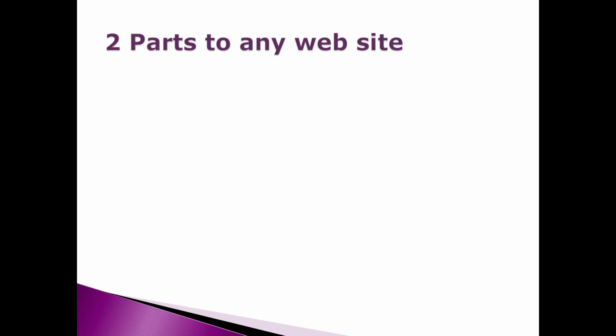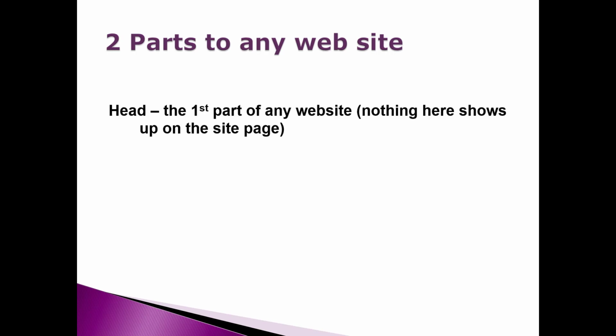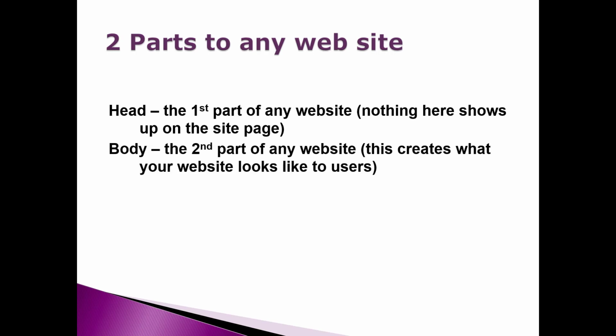All right, this is one of your questions on your handout. There are 2 parts to any website. The head is the first part, and nothing that we put there actually shows up on the page. It's kind of like behind the scenes stuff, telling the computer things and telling the web browser things. The body is the second part, and this is where you put all the stuff that shows up on your page. The paragraphs, the headings, the pictures, the links, the videos, all that good stuff that people actually see when they look at an internet website. So those are a couple of your questions on your handout. Go ahead and fill those in.